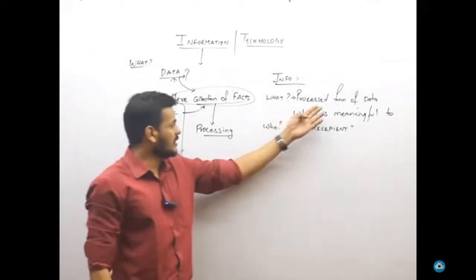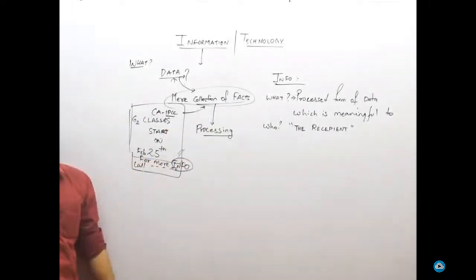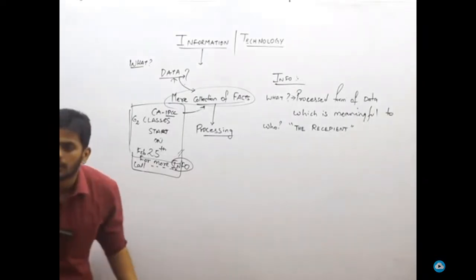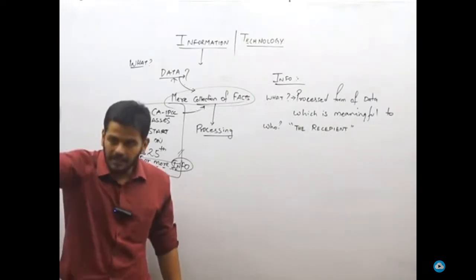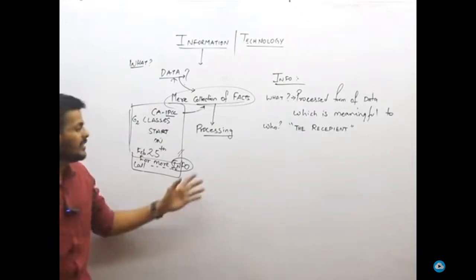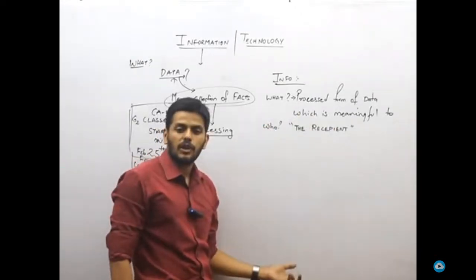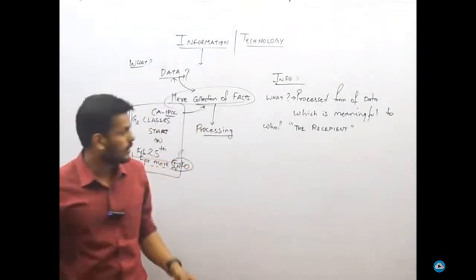Chalo, now the recipient received the processed form of data. Guys, an IPC student reads this board. What does he do after that? Only two options. What are the two probable options? Either he will join the class or not join the class. Yes or no? So that means he will take a decision or not. Guys, why is the information meaningful to him? So that he can make a decision, right?